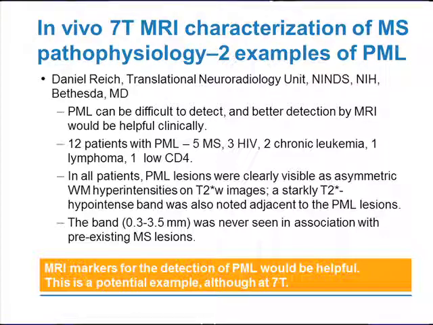So what Danny Reich's group did is they looked at 12 patients who already had PML, 5 of whom were MS patients, 3 with HIV, 2 with chronic leukemia, 1 with lymphoma, and 1 with chronically low CD4 counts. In all of those patients, the PML lesions were clearly visible as asymmetrical white matter hyperintensities on T2 star weighted images, with a starkly T2 star hypo-intense band also noted adjacent to the PML lesions. This band, which I'll show you in the subsequent slides, was never seen in association with pre-existing MS lesions.